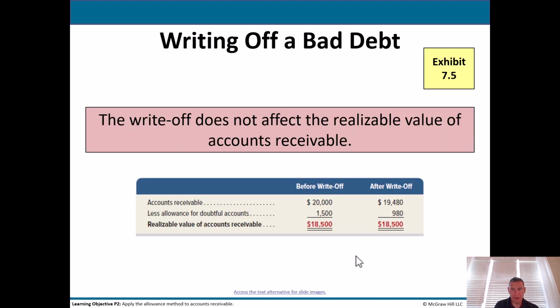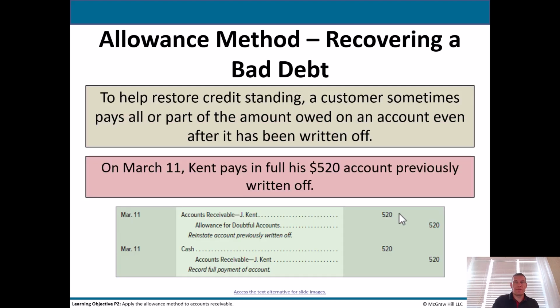Now, the write-off does not affect the realizable value of accounts receivable, because we'd already lowered it to 18,500. If you look at how this changed, before it was 20,000 accounts receivable and a 1,500 allowance. Now it's 19,480, but the allowance has been reduced to 980 because we just used up 520. So in either case, it's still 18,500.